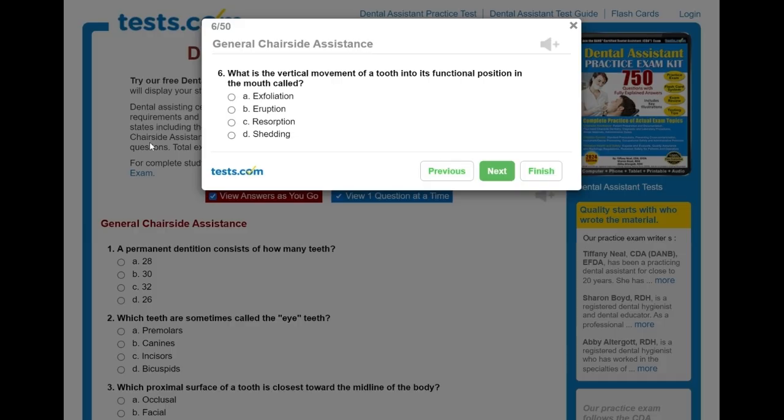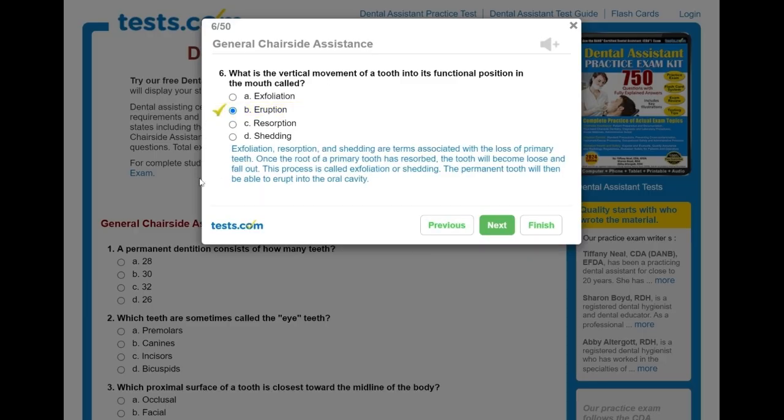Question 6. What is the vertical movement of a tooth into its functional position in the mouth called? A. Exfoliation, B. Eruption, C. Resorption, D. Shedding. B. Eruption. Exfoliation, resorption, and shedding are terms associated with the loss of primary teeth. Once the root of a primary tooth has been resorbed, the tooth will become loose and fall out. This process is called exfoliation or shedding. The permanent tooth will then be able to erupt into the oral cavity.